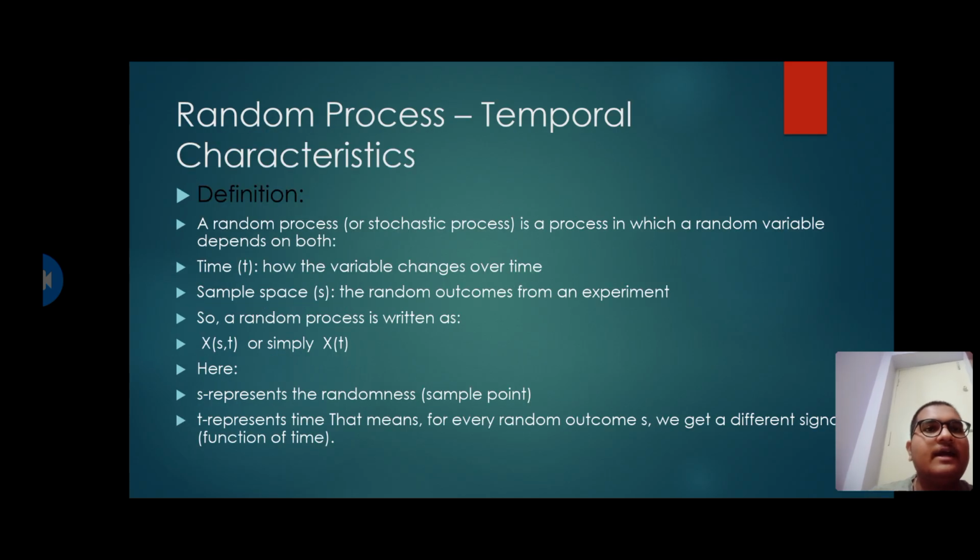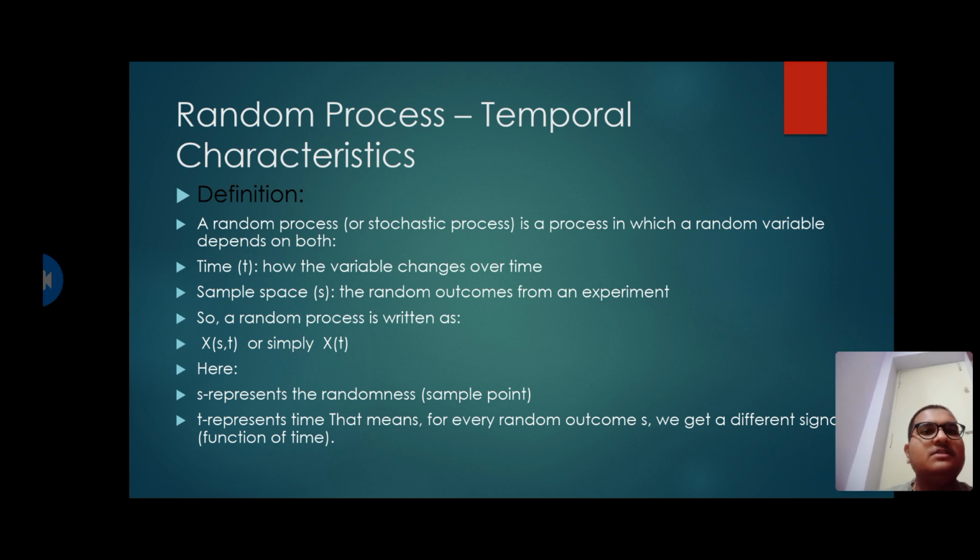Next, random process temporal characteristics. Basic definition of random process. A random process, also known as a stochastic process, is a process in which a random variable depends on both time and sample space. Time is represented with small t and sample space is represented with s.